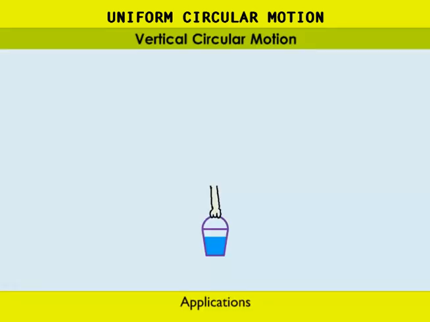Now, let's talk about some applications of the vertical circular motion. Consider a person swinging a bucket with water at constant speed in a vertical circle. How can the water stay in the bucket? Let's consider the water when the bucket is in its topmost position.